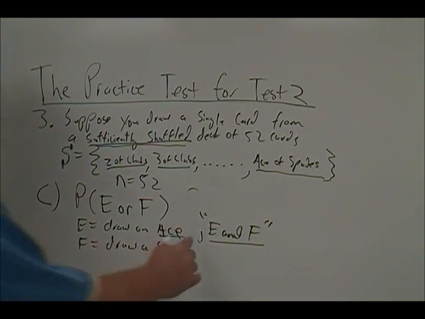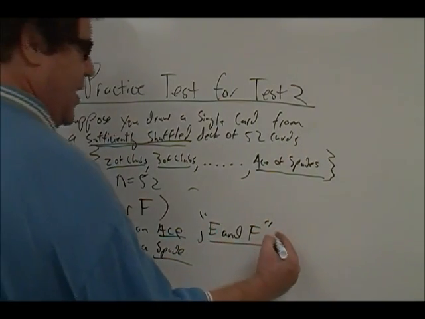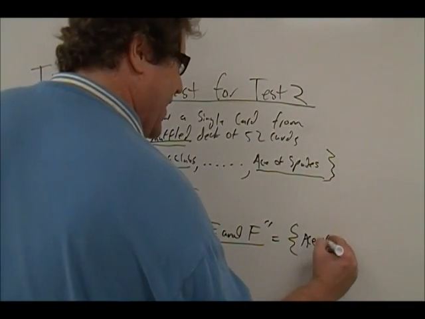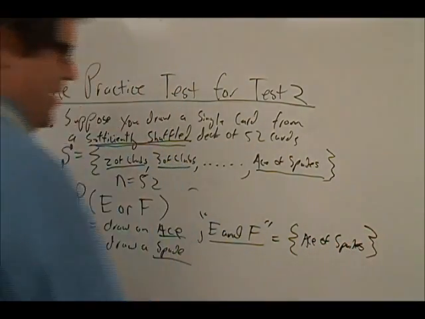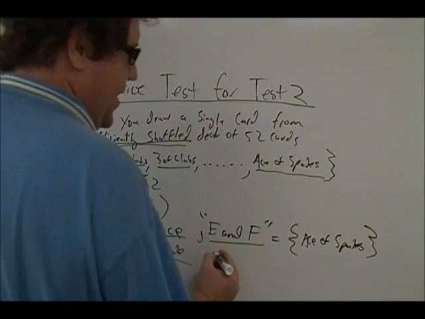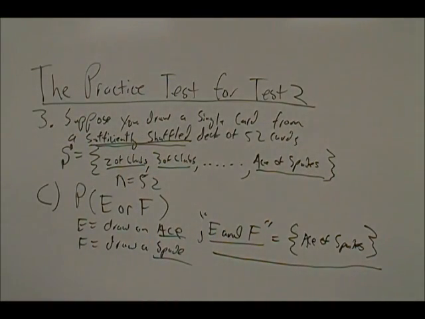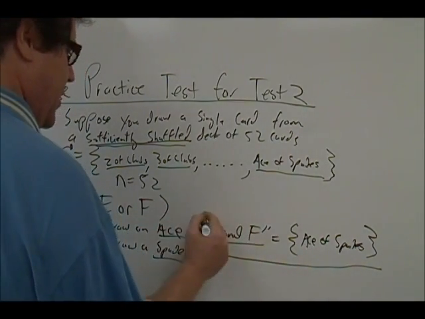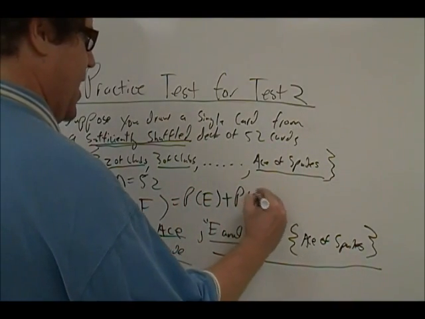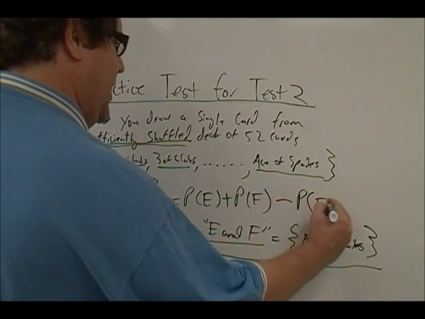And in this case, there's only one simple event component common to both E and F, namely the ace of spades. So, since these are not mutually exclusive events, and the event E and F does contain at least one simple event, we have to use Formula 1D, which is the general addition rule for compound probabilities, which says that when E and F are not mutually exclusive, the probability of E or F is the probability of E plus the probability of F minus the probability of E and F.